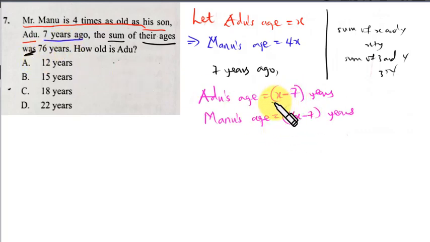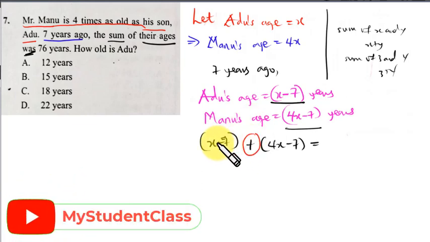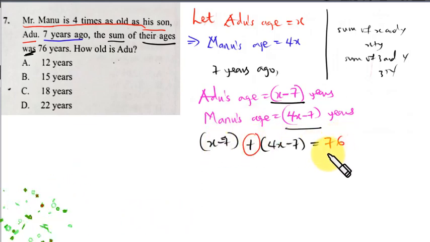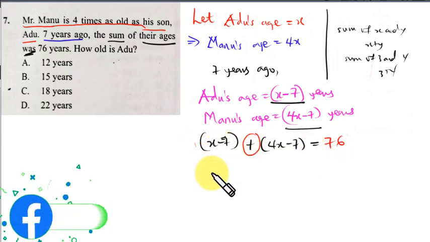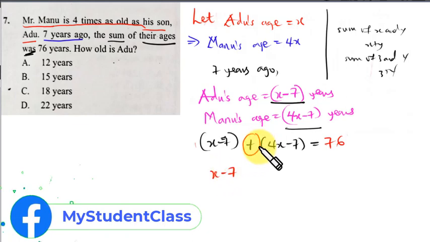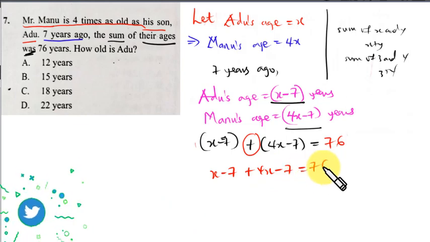So 7 years ago, Adu was x minus 7 and the father was 4x minus 7. So 7 years ago, Adu's age, which was, let me put it that way, x minus 7 plus the father's age, which was 4x minus 7, the sum, that is when you add them. When you add their ages 7 years ago, you get 76. So that is a very simple linear equation. Let's expand brackets. We have 1 times x, x minus 7. Then we have 1 times 4x, 1 times minus 7, equals 76.